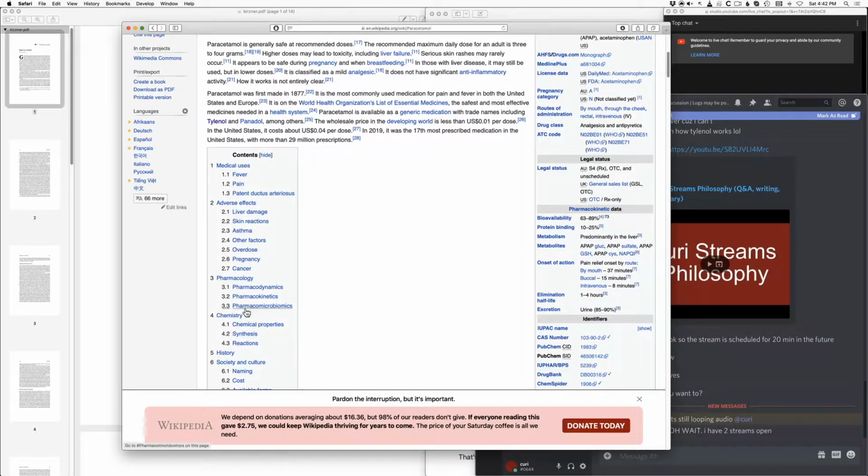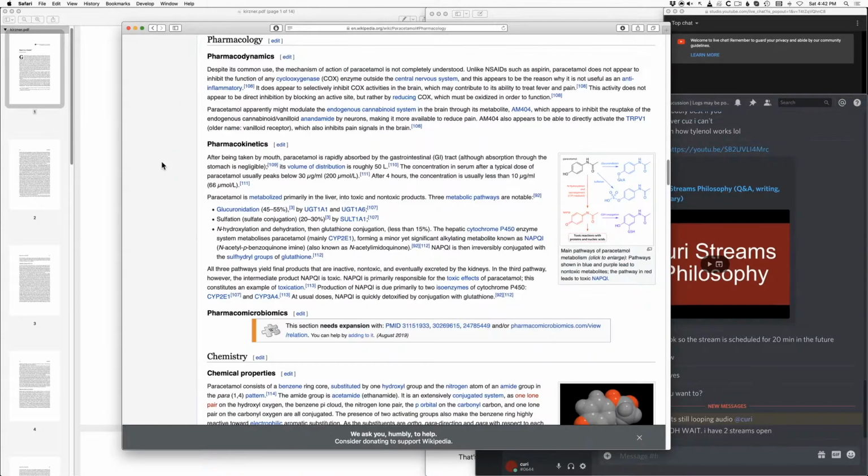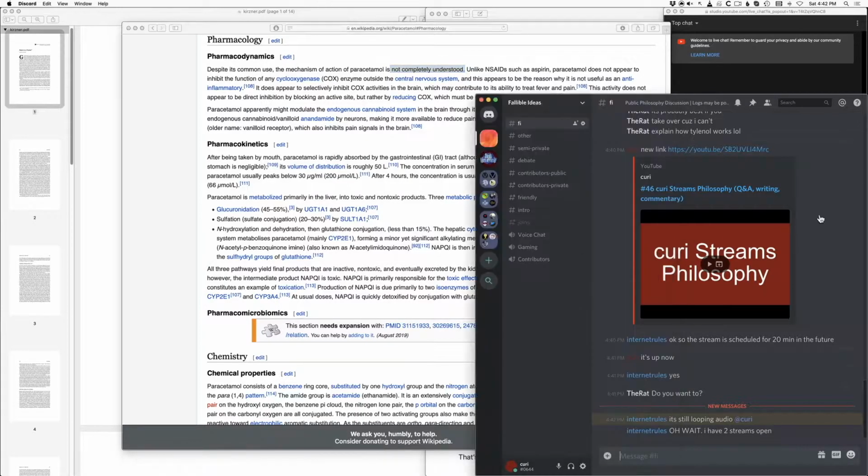Pharmacology or chemistry will be relevant. Pharmacology. Okay, so "not completely understood" means significantly understood. Like, it's right there. It doesn't inhibit the function of COX. So, for example, if you know it does not inhibit the function of COX, you actually know something about the mechanism. That is more than zero information.